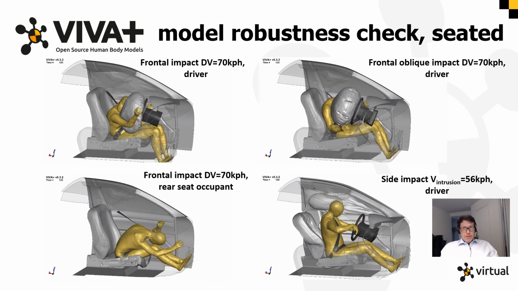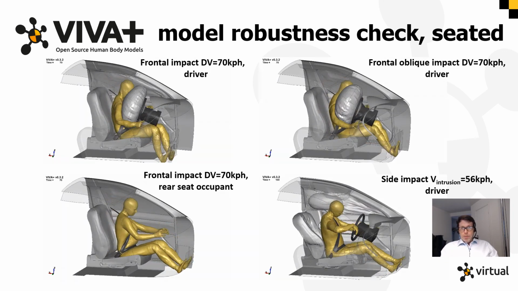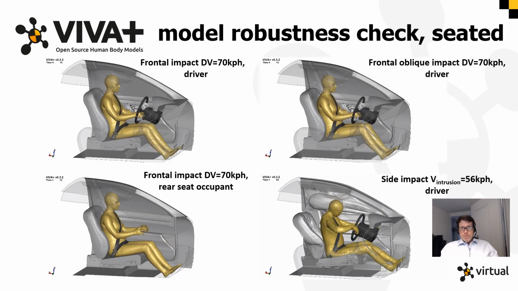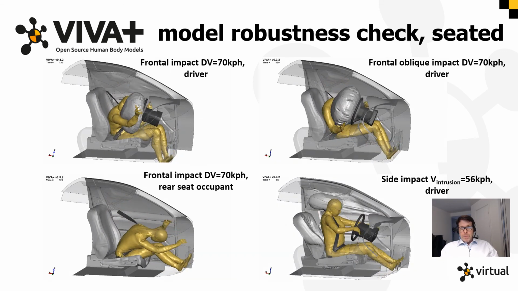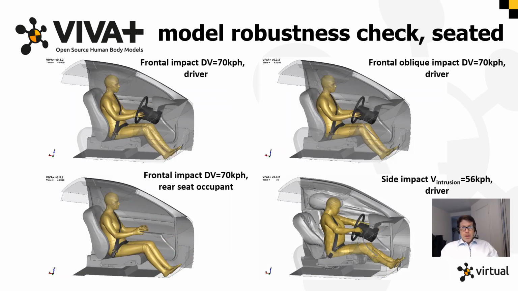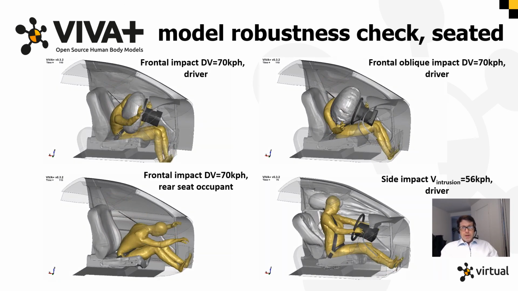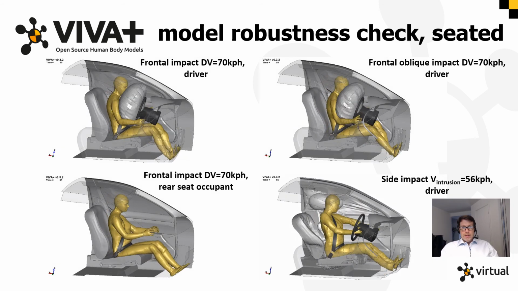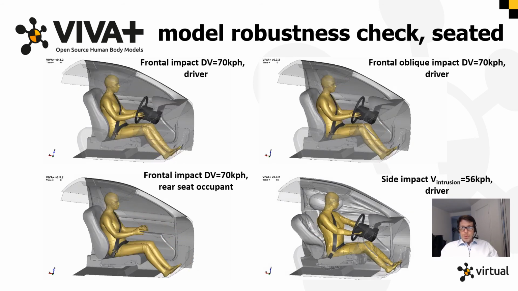I have now shared this generic vehicle interior on OpenVT under open source. So if you like to test this way of evaluating model robustness, you can download this model. I can also mention that this generic interior model has been used in several projects, both in Europe and North America.